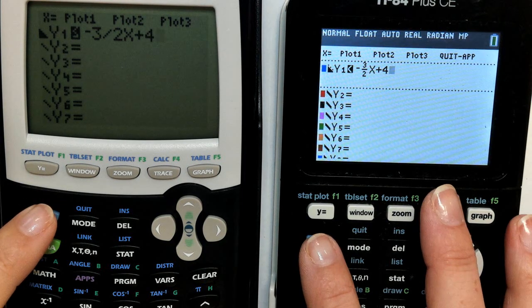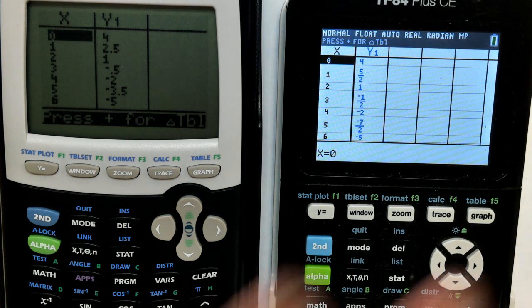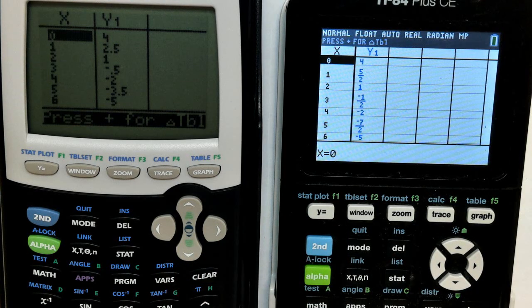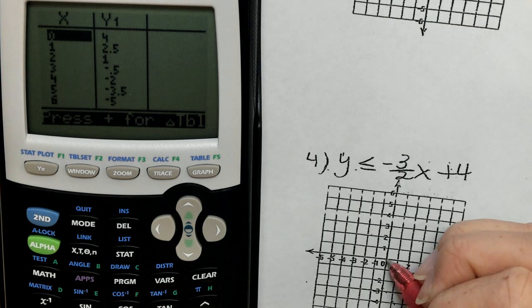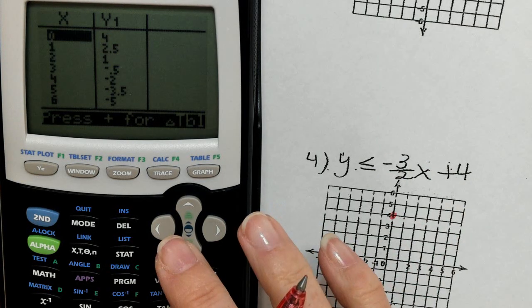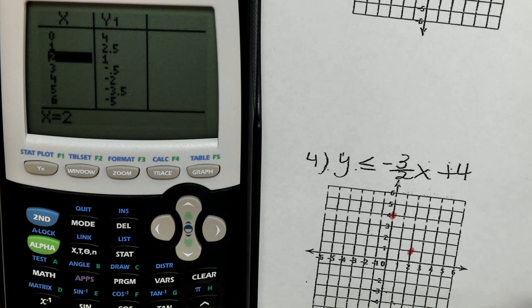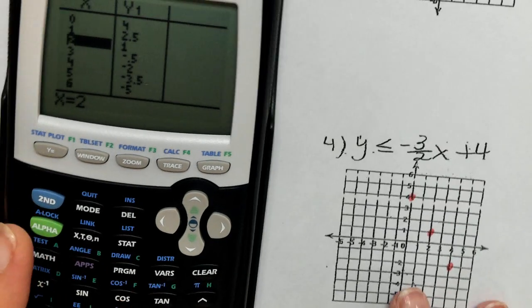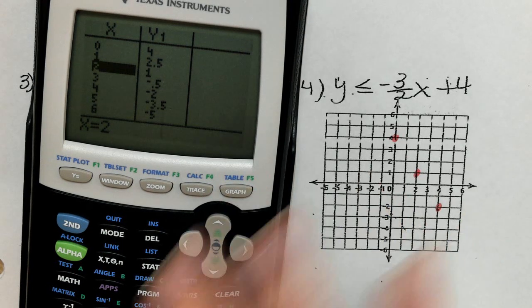Second table, so second graph. You are going to plot whatever points you want from this table that will fit on the graph. Which ones would I probably avoid? Yeah, the fractions and the decimals. So I would definitely do 0, 4. I would skip 1, 2.5, but I would do 2, 1. And I would do at least one more, so maybe 4, negative 2. Now, if I want to know if it's a solid line or a dashed line, I simply hit graph.